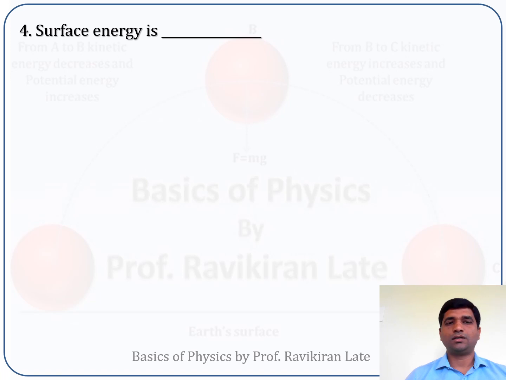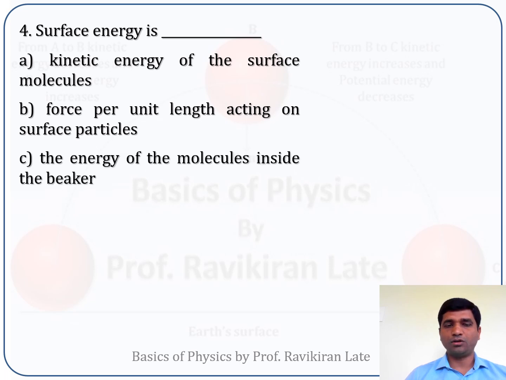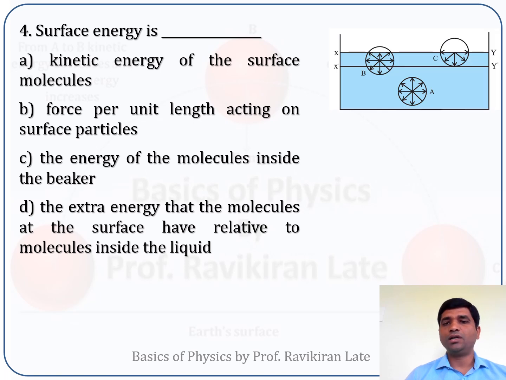Next question is surface energy. Surface energy is: kinetic energy of the surface molecules, force per unit length acting on the surface particles, the energy of the molecules inside the beaker, and option D, the extra energy that molecules at the surface have relative to the molecules inside the liquid. Now in the molecular theory of surface tension, we had seen that if you consider a liquid, we can consider molecule A, which is well inside the liquid, molecule B, which is near the surface of the liquid, and molecule C, which is exactly on the surface of the liquid.